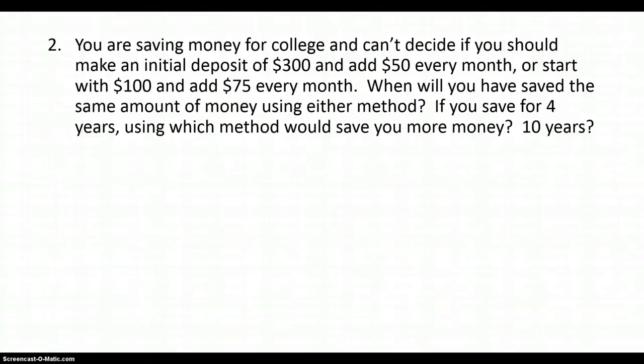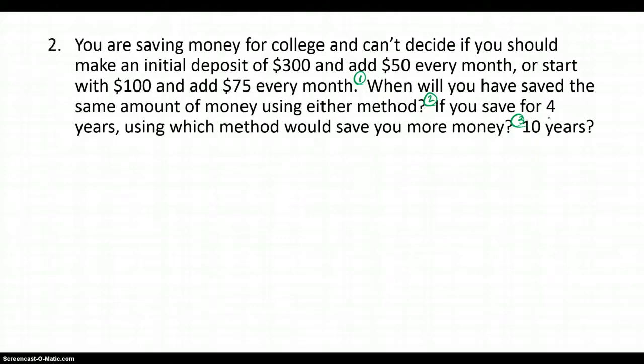Okay. Since you're saving money for college and can't decide if you should make an initial deposit of $300 and add $50 every month, or start with $100 and add $75 a month. Okay, let's start with this first question, which says, when will you have saved the same amount using either method? So this is question 1. We've got several questions in here. If you save for 4 years, which is the better method, that would be question 2, and then we have to answer question 3.